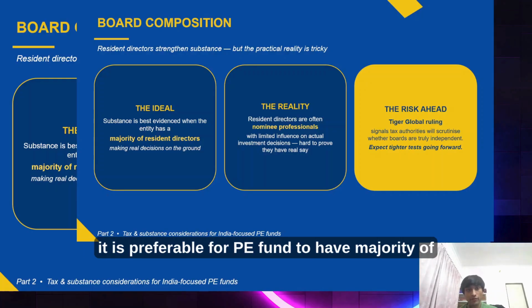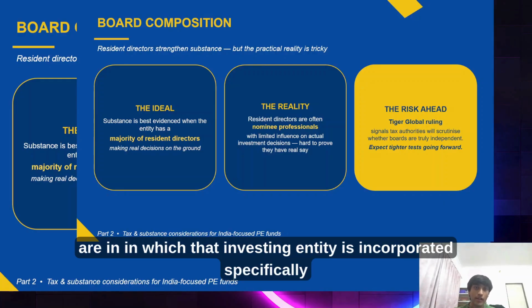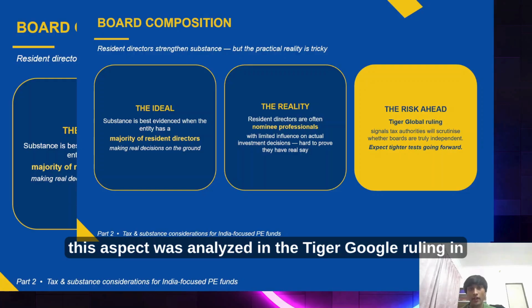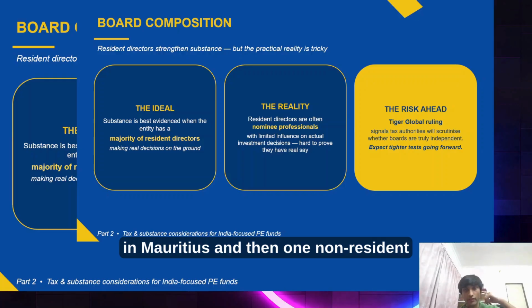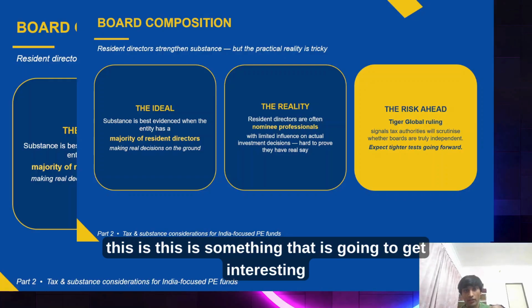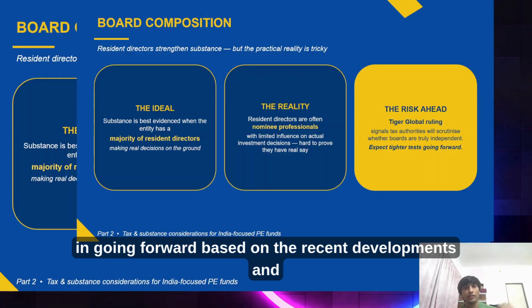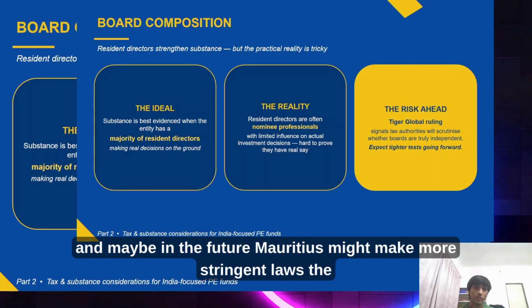So it is preferable for PE fund to have majority of directors who have the ability to take decisions, who are resident of the country in which that investing entity is incorporated. Specifically, this aspect was analyzed in the Tiger Global ruling, in which the structure was similar. There were two resident directors based in Mauritius and then one non-resident director, but he had more decision-making capabilities. So this is something that is going to get interesting going forward based on the recent developments, and also in the laws that have been passed in Singapore, and maybe in the future Mauritius might make more stringent laws.